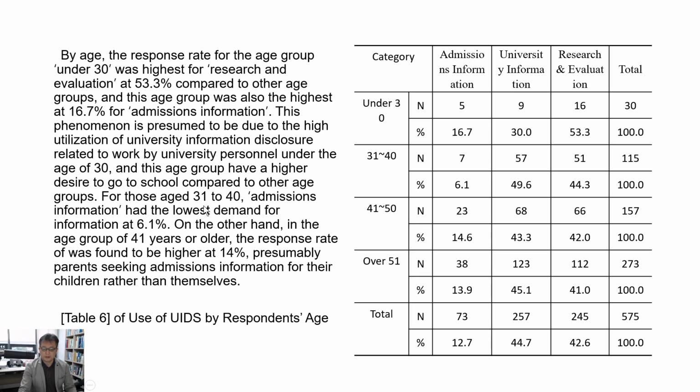For those ages 31 to 40, admissions information had the lowest demand for information at 6.1%. On the other hand, in the age group of 41 years or older, the response rate was found to be higher at 14%. Presumably, parents are seeking admission information for their children rather than themselves.